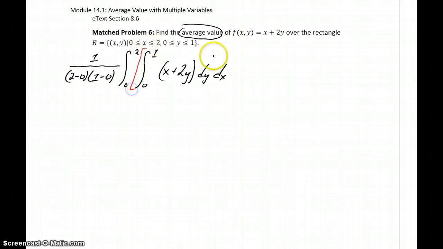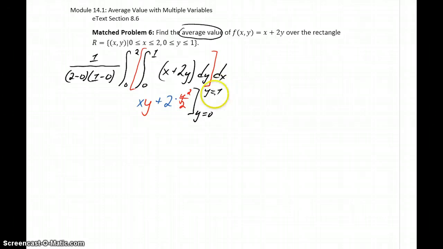So first, evaluating that inner integral will give us x times y, since we're integrating with respect to y here, plus 2 times y squared over 2. And then we'll evaluate that from y equals 0 to y equals 1. So that'll give us x times 1 plus 2 over 2, which is just going to be 1, since 1 squared is just 1, and then minus 0, minus 0. So we get x plus 1.